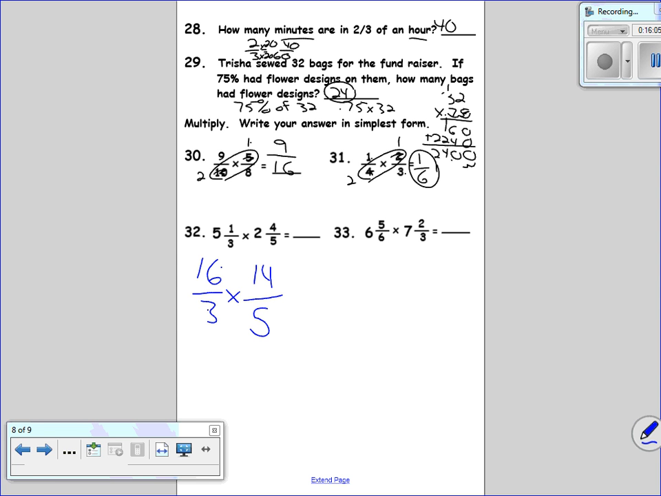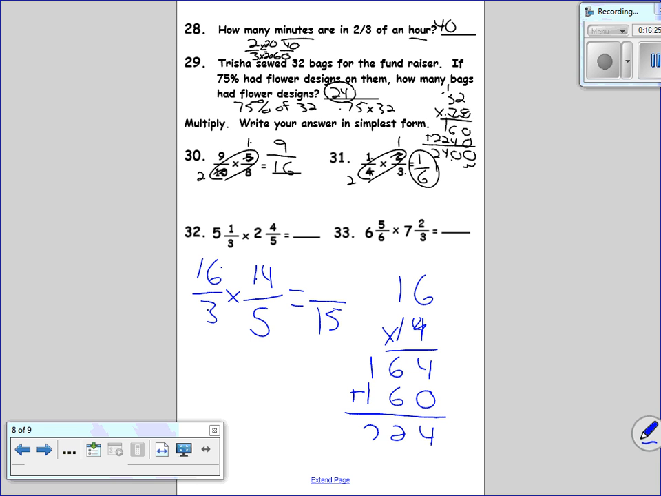We cannot. Can we cross reduce? We cannot. So we are dealing with a large number. 15 is my denominator. What are we dividing 15 into? 16 times 14. 4 times 6 gives me 24. Place value holder. 6, 1. Let's add these up. 224.